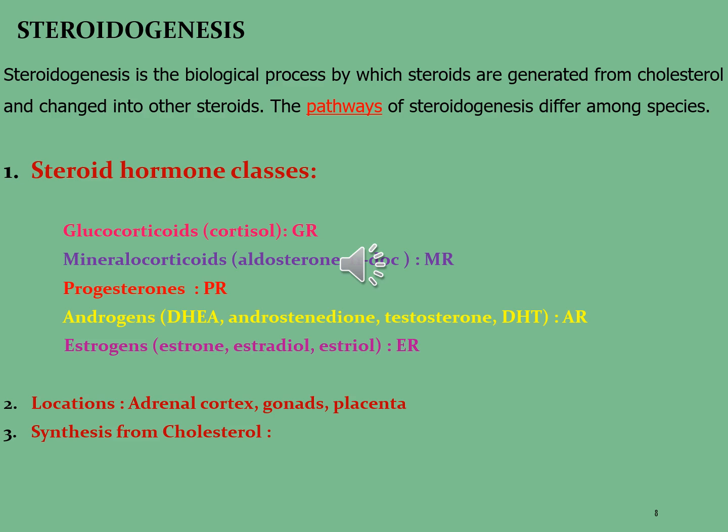So let's start with the steroid hormone classes, and we can see we have five major classes of steroid hormones. The way to think about each of these hormone classes is that they are defined by the receptors that they activate, which then dictates the physiological effects of these hormone classes.